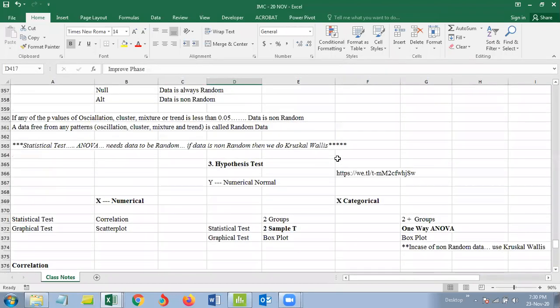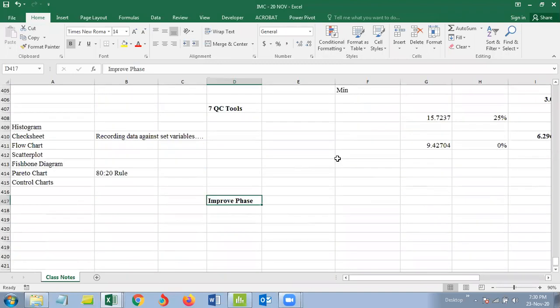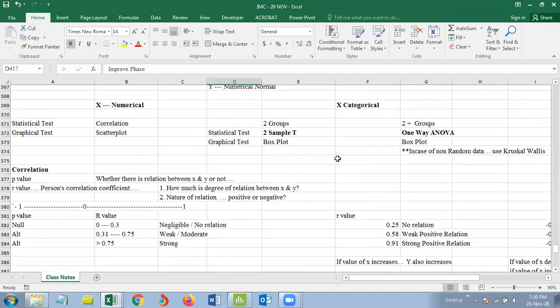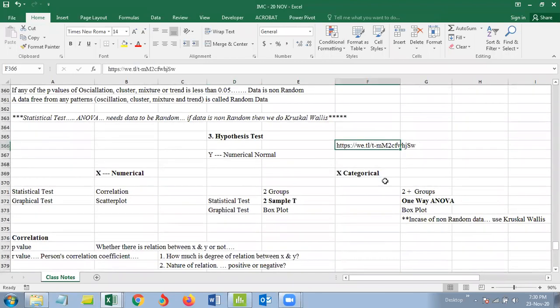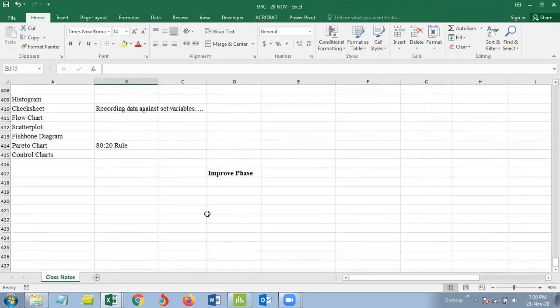Let me just quickly tap in. Okay, that's the link. Some of the files that we'll be using today, even including the Excel sheet that we worked on yesterday, are in the link. So you can click on it and it'll get downloaded, which will include some of the files that we'll be using now in the improve phase.